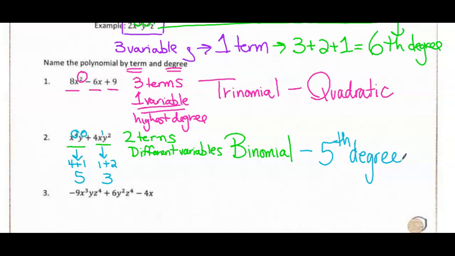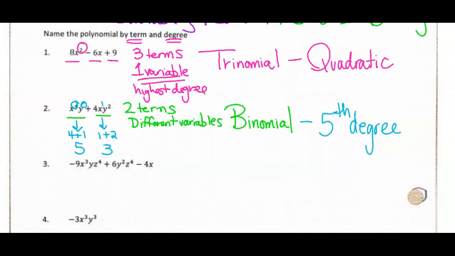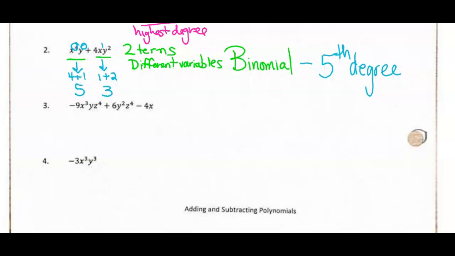So take a minute, look at these 2 and see how they're different. The first one only has 1 variable, so you pick the highest degree. The second one has multiple variables, so you find the highest degree of each individual term by adding the powers together.